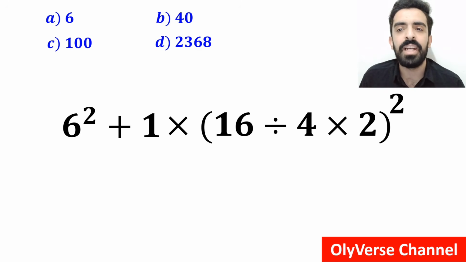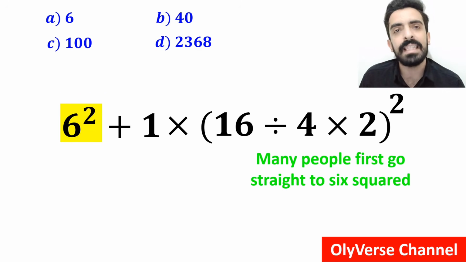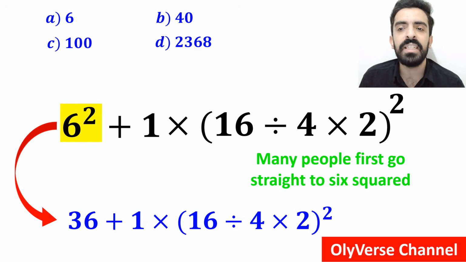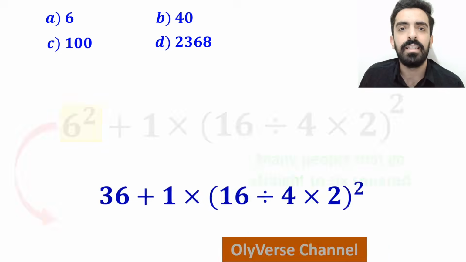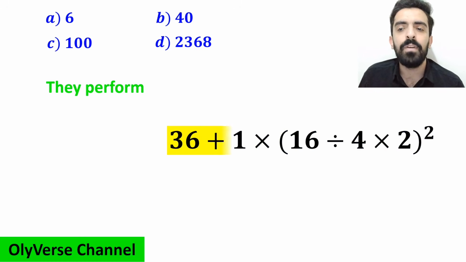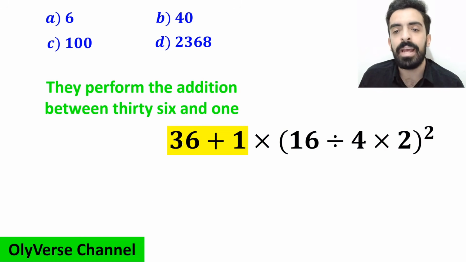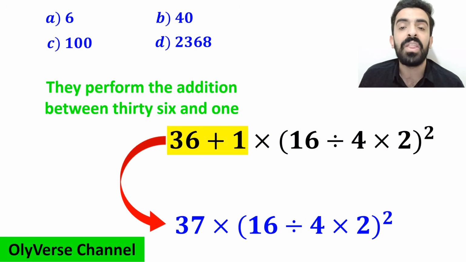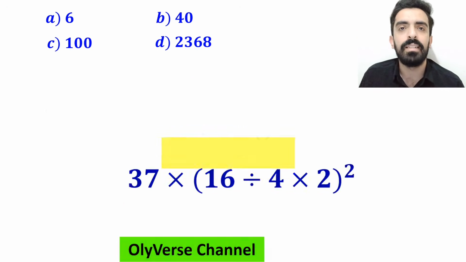To solve this question, many people first go straight to 6 squared and simplify it to 36 plus 1 multiplied by (16 divided by 4 times 2) all squared. In the next step, they perform the addition between 36 and 1 and write this expression as 37 multiplied by (16 divided by 4 times 2) all squared.